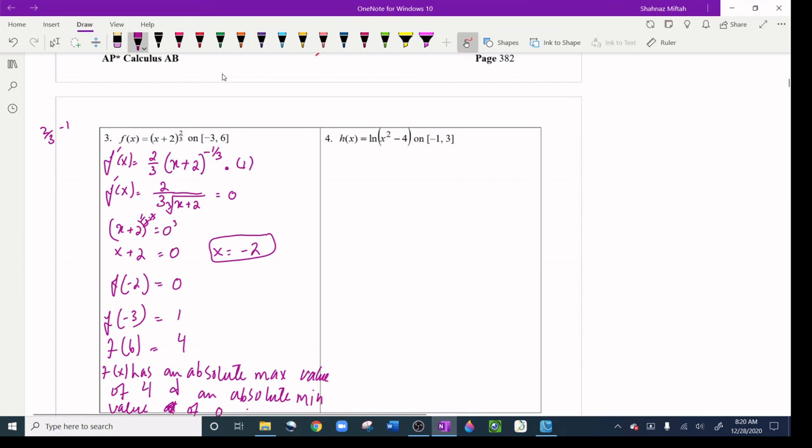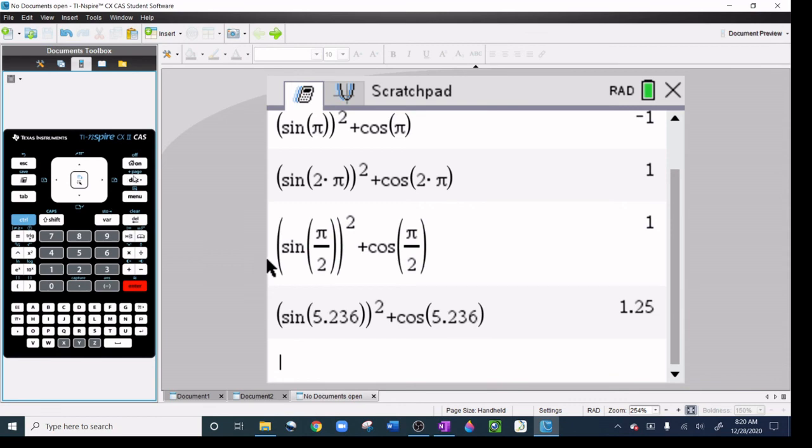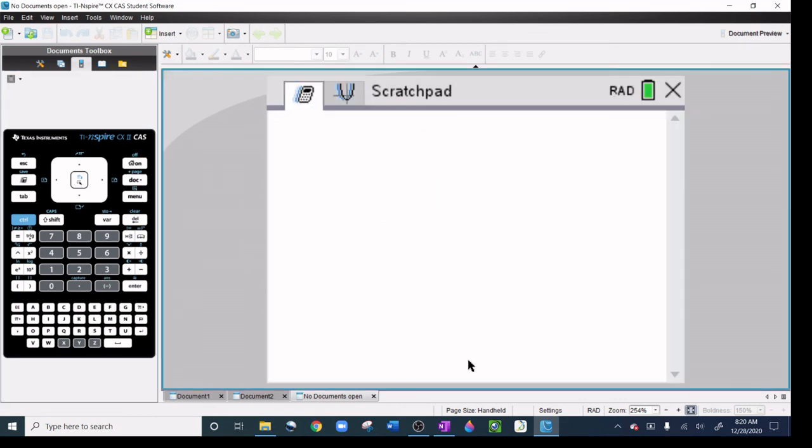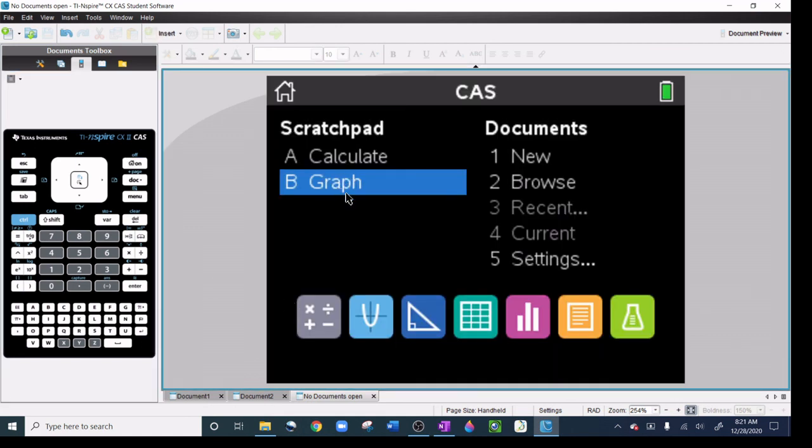Let's try this one. I'm going to take a derivative of that. I have to check if it's continuous on negative 1 and 3. This is an ln function. If I graph this, I'm going to try to graph it. Go to on, graph, doc, clear the scratch pad. Okay, now let's go on graph.